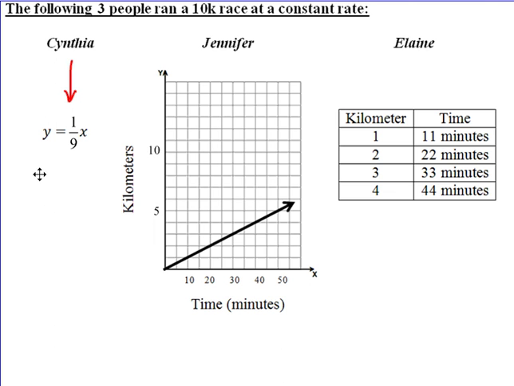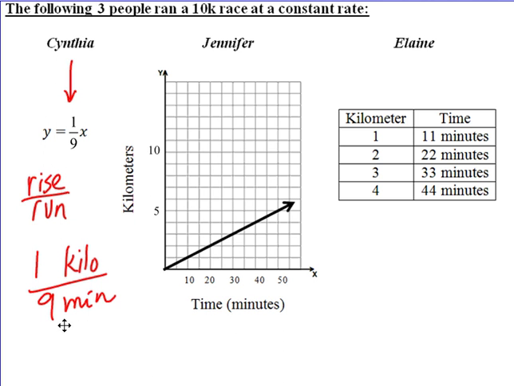So if we take this 1/9 and remember that we have rise over run, and we can see that the rise in our graph is kilometers. This is saying that in 1 kilometer, she's going to go 9 minutes. So 1 kilometer for 9 minutes. Now, that doesn't show a unit rate as we know it with the 1 in the denominator, but it still is telling us a fraction of 1. So we are going to take a look at that and see what we can come up with.